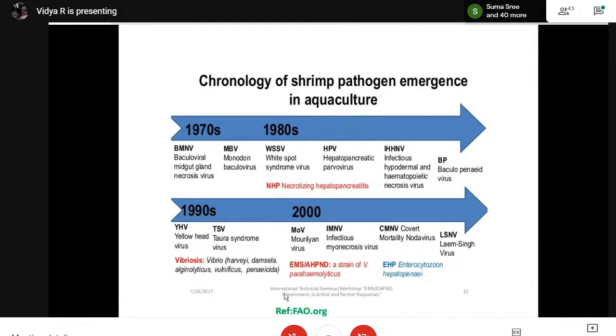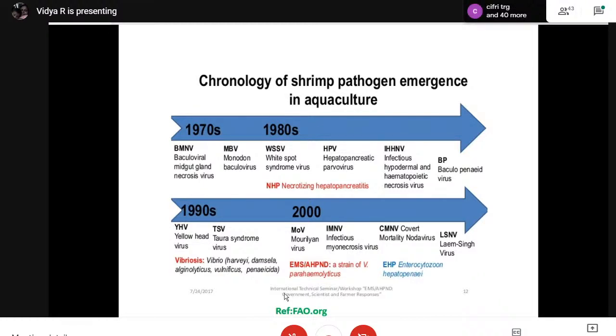Since scientific farming started in 1970 till now, a lot of viral and bacterial diseases have been reported from shrimp ponds and even from shrimp hatcheries. The most common ones are viral, but a few bacterial cases are also available. The major ones are vibriosis, necrotizing hepatopancreatitis, and EMS. The most famous and fatal is early mortality syndrome, or acute hepatopancreatic necrosis disease.